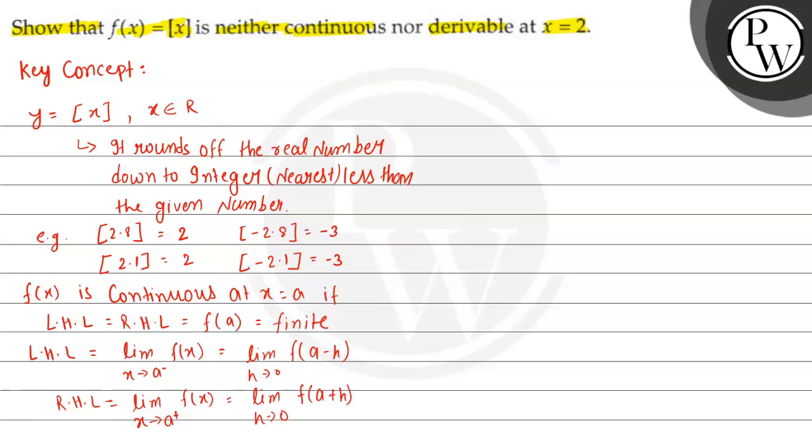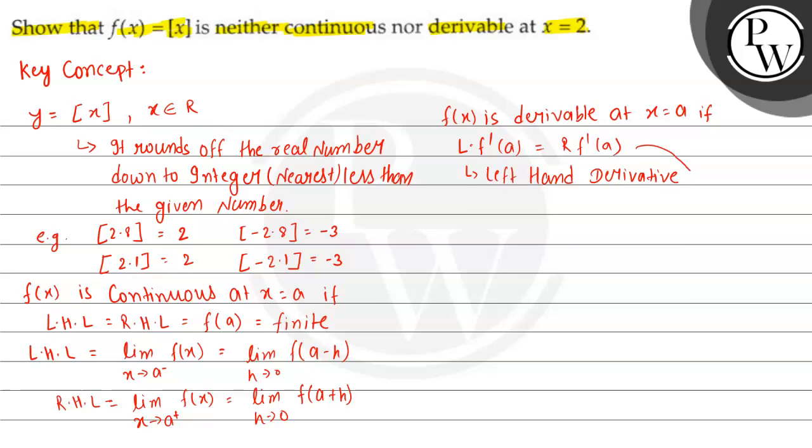Again, if we have to check differentiability of a function, then we can say f of x is derivable at x equal to a if the left hand derivative, that is L f prime a, should be equal to the right hand derivative. Here this is the left hand derivative and this is the right hand derivative.